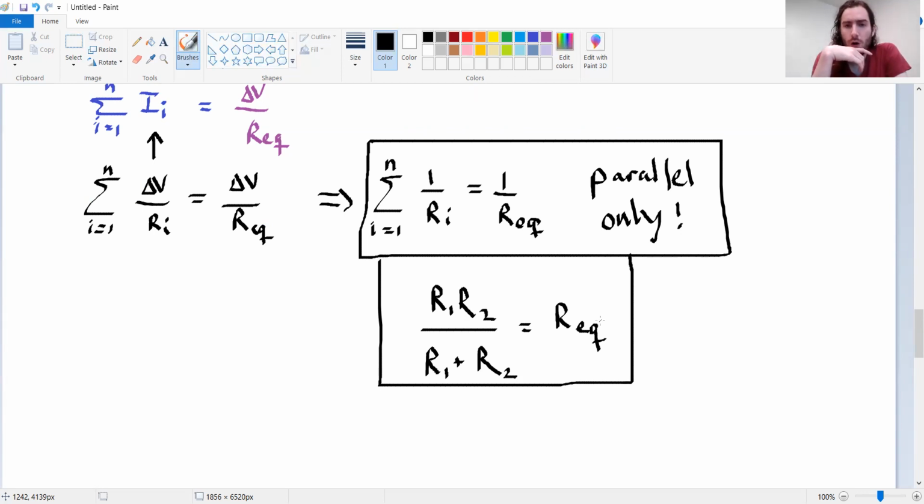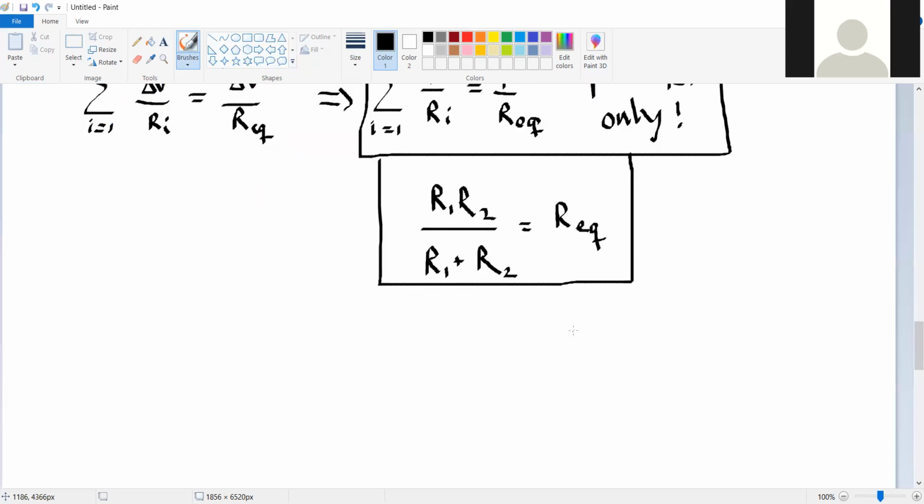I think I know what you're asking. You're asking when is it better to use the top formula, and when is it better to use the bottom formula? Use the bottom formula if you have 2 or maybe 3 resistors in parallel. It's a little bit faster. If you have 4 or more in parallel, I think the top formula is much quicker.